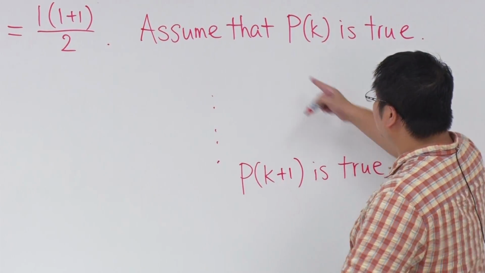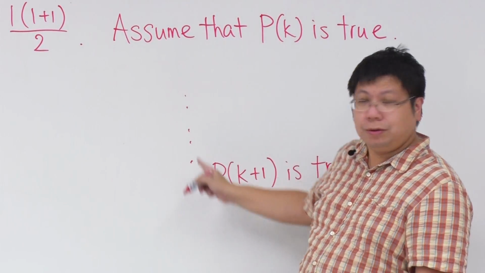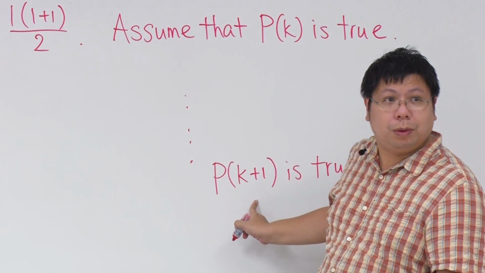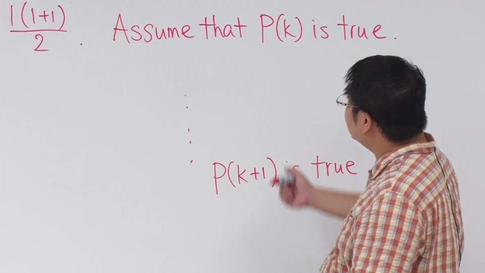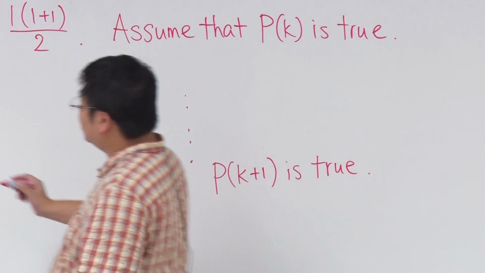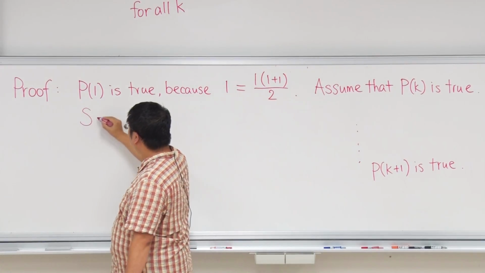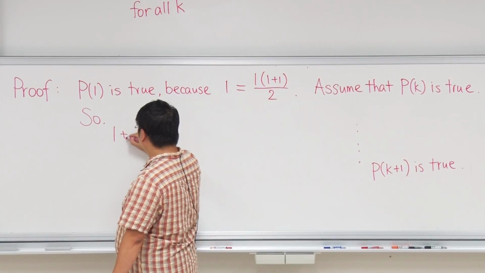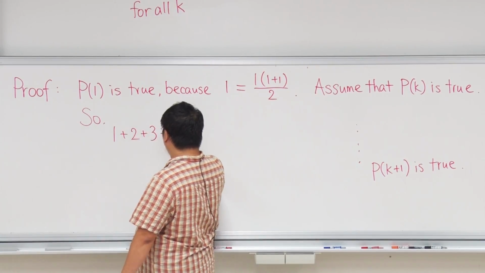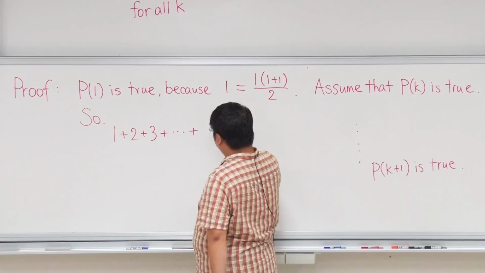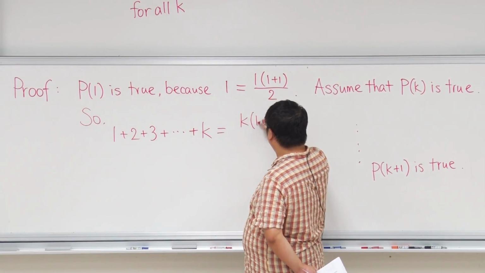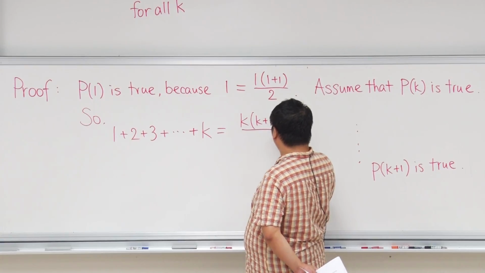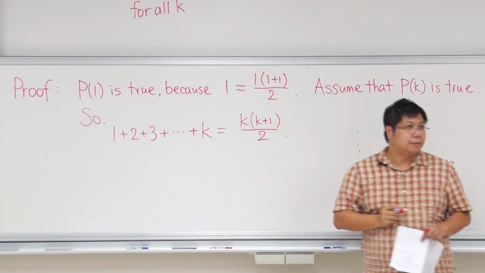Once you have this one, then under the assumption Pk is true, Pk plus 1 will be true, so we will have the inductive case to be true. So this is our target. We assume that Pk is true, so what do we have? 1 plus 2 plus 3 plus everything up to k will be equal to k times k plus 1 over 2. Is that okay?